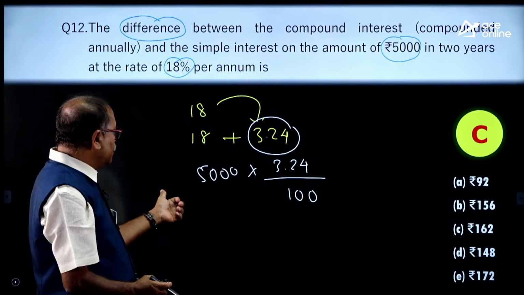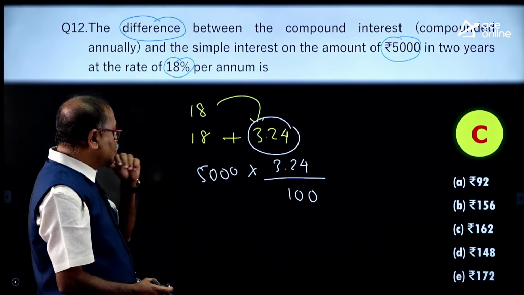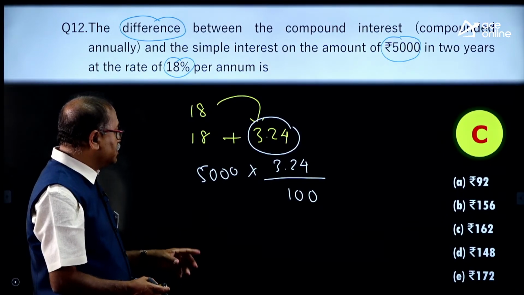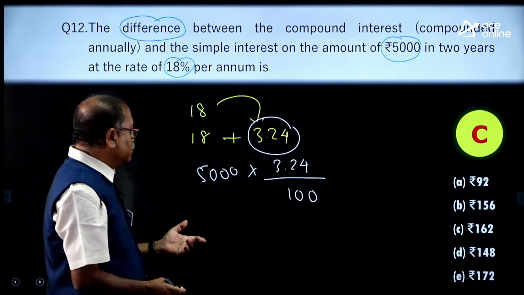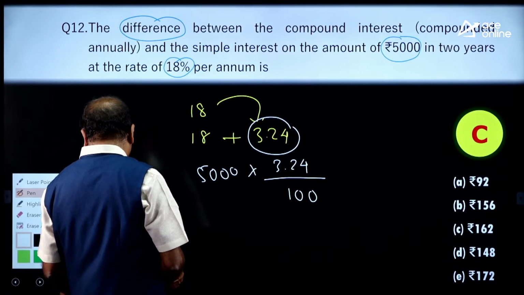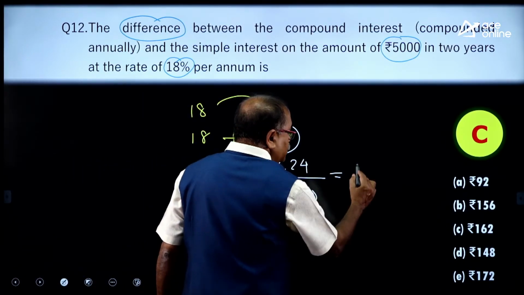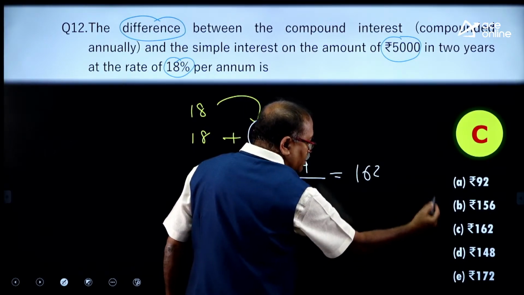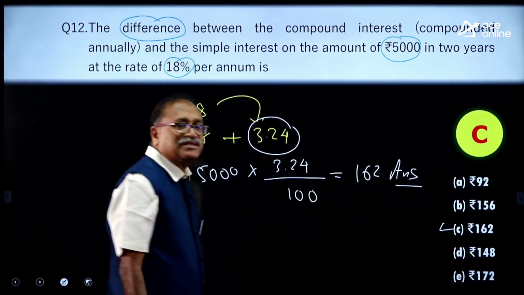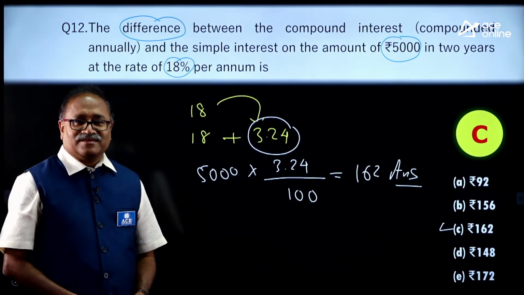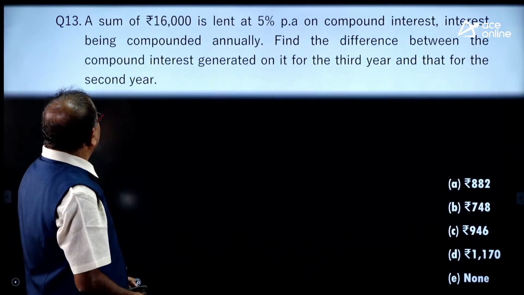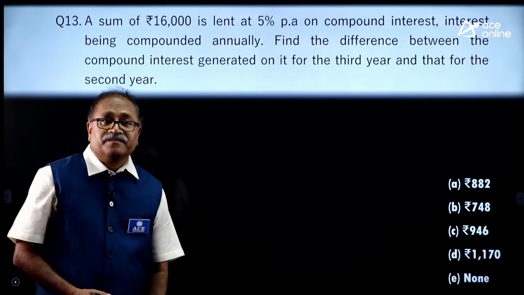150 plus 12, 162. Check your answer. Is it 162 anywhere? Option C. That is your answer, my dear friends. Okay, good. Let us move on to the next question. Question number 13.